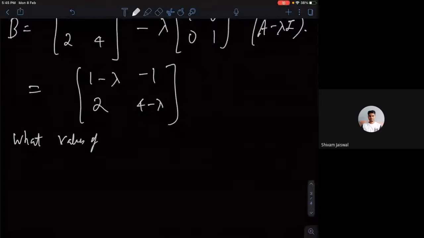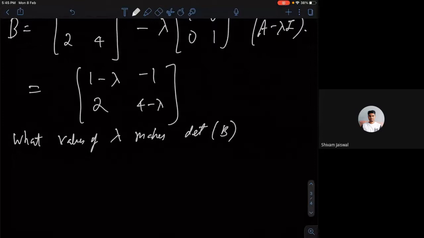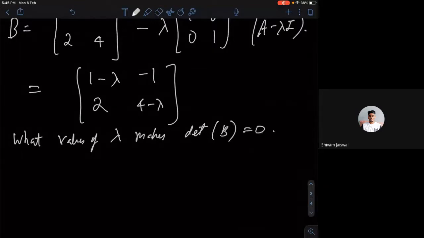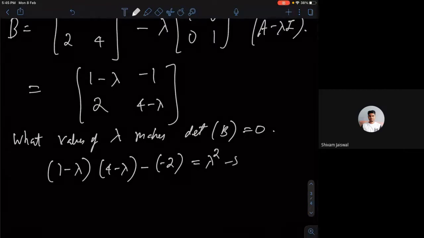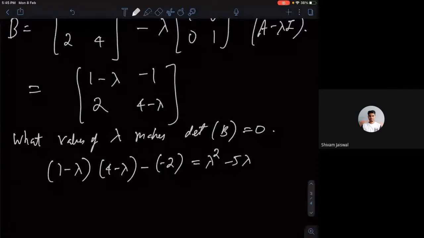What values of lambda make the determinant of B 0? Let me just quickly write. The determinant is (1 minus lambda) times (4 minus lambda), minus of minus 1 into 2, which is minus 2. If we do this, we are going to get lambda square minus 5 lambda plus 4 plus 2, which is 6.